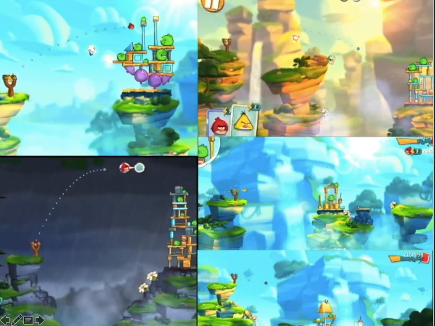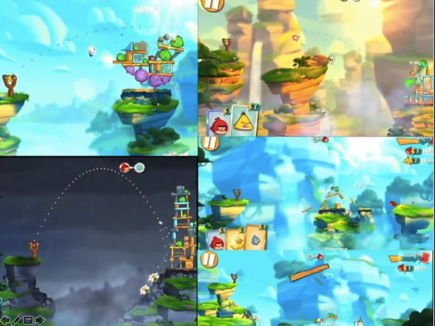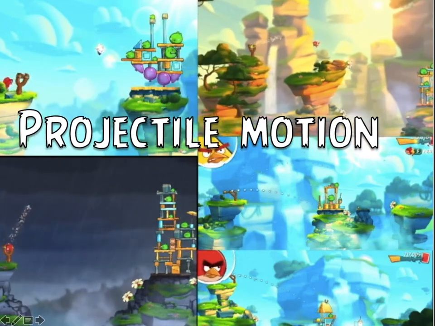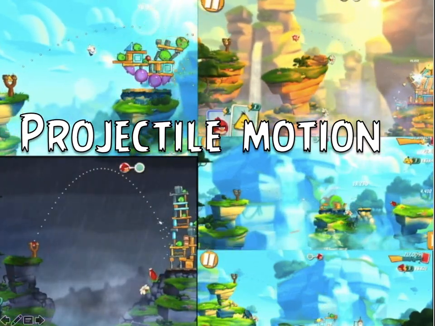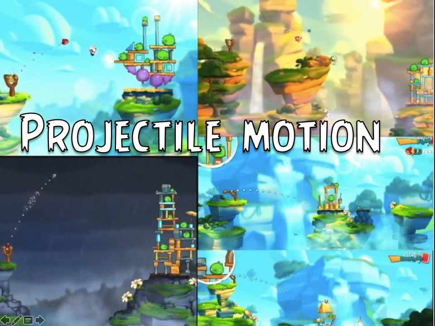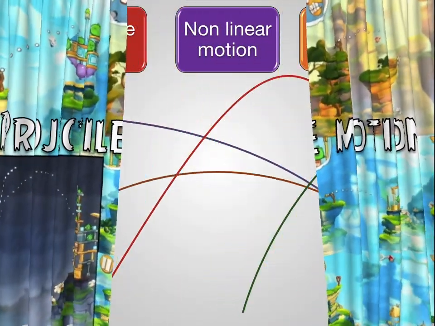Hi students, today we are going to discuss a new topic, projectile motion. As you can see in the video, all the parts of those Angry Birds are projectile motion. Basically, it's a non-linear motion.